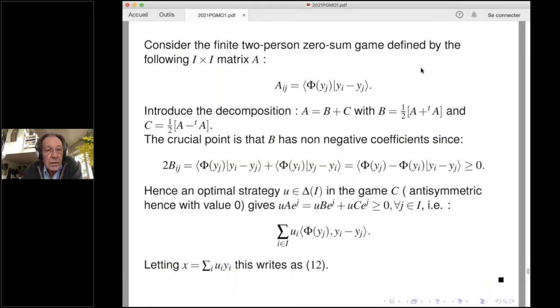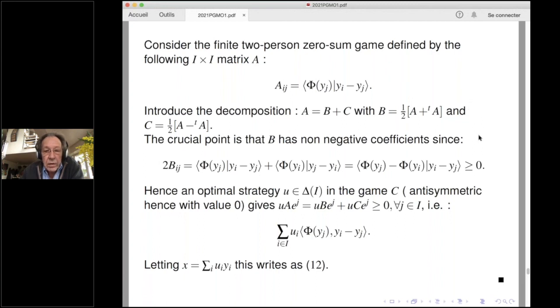And what is nice is the proof is using the min-max theorem. Consider the finite two-player zero-sum game defined by the matrix A_ij, which will be ⟨φ(y_j), y_i − y_j⟩. You have finitely many points y, so this matrix is well defined. Now I decompose A between the symmetric and antisymmetric part. So A is B plus C. B is the symmetric part of A, and C is the antisymmetric part.